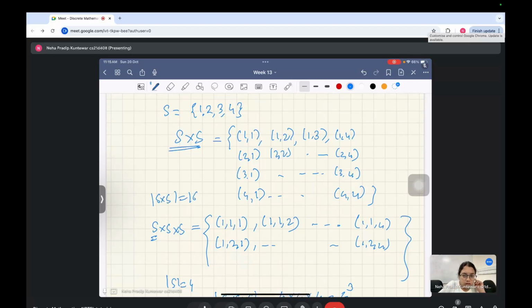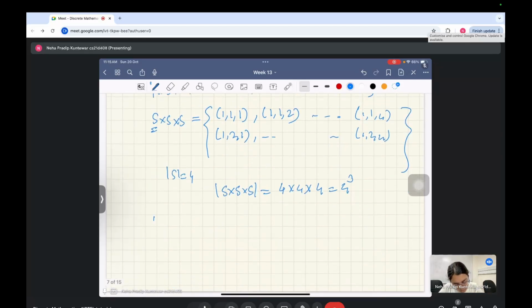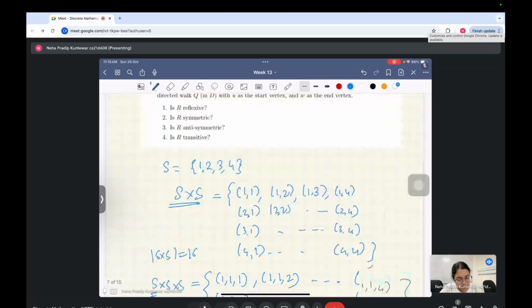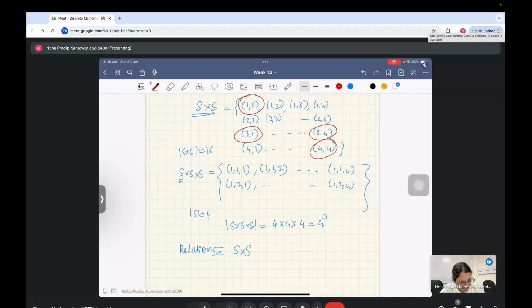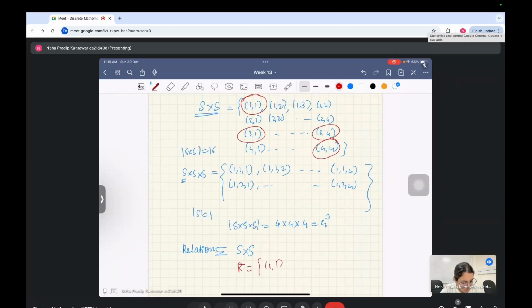Okay, so let us recall what a relation is. A relation is any subset of the direct product of sets. So for example, I can choose this element, this element, this element, and this element to be in my relation. So one valid relation would be (1,1), (3,1), (3,4) and (4,4). To put it simply, a relation is essentially just a subset of the direct product of sets.